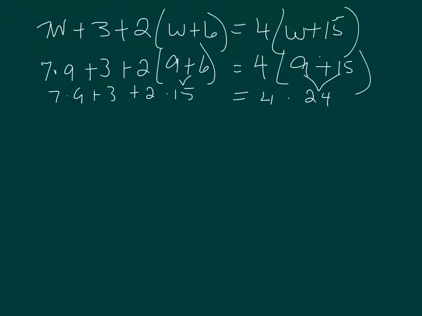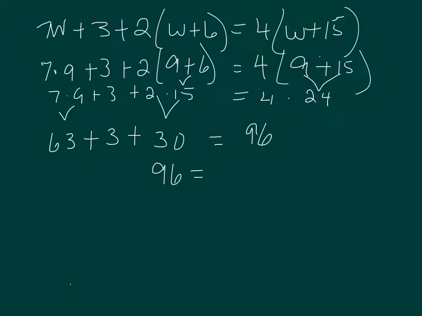Now this is where we're checking. We have to do multiplication first. So 7 times 9 is 63, 2 times 15 is 30, and we've got to add 3 to both of those. 4 times 24 is 96. And you can check that yourself. 63 plus 3, you know that, 66. 66 plus 30 is 96, and 96 does equal 96.